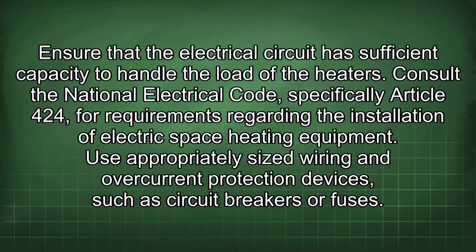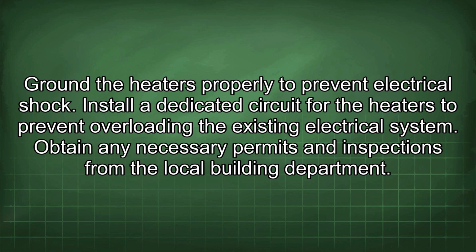Consult the National Electrical Code, specifically Article 424, for requirements regarding the installation of electric space heating equipment. Use appropriately sized wiring and overcurrent protection devices, such as circuit breakers or fuses. Ground the heaters properly to prevent electrical shock. Install a dedicated circuit for the heaters to prevent overloading the existing electrical system. Obtain any necessary permits and inspections from the local building department.